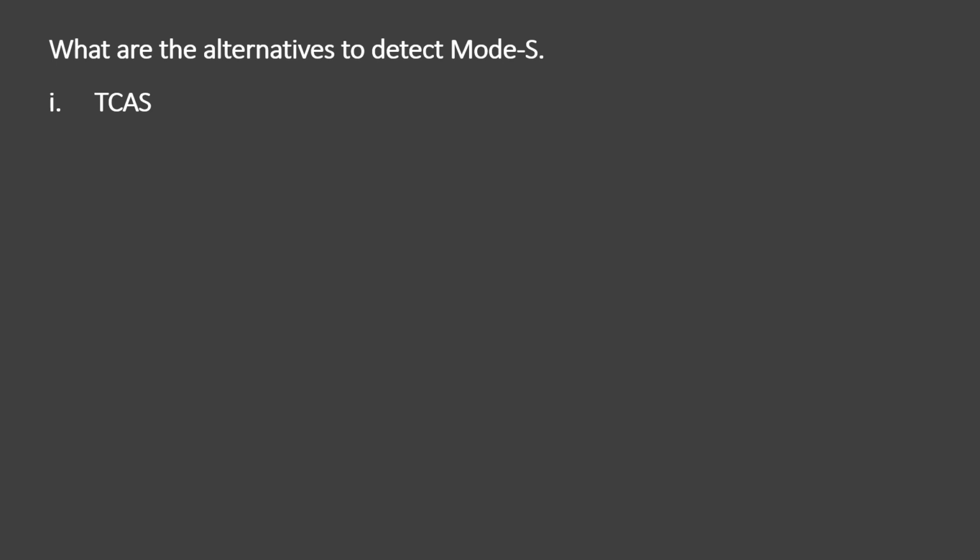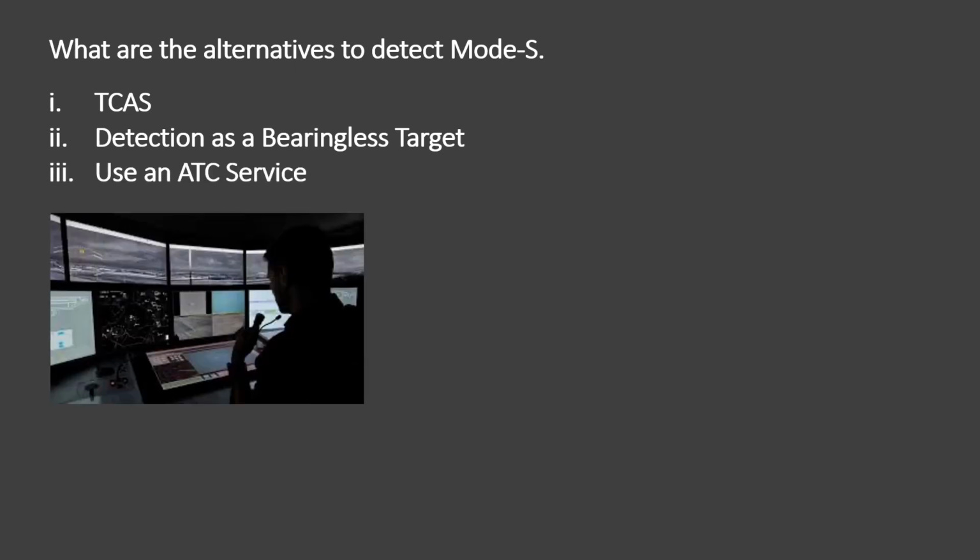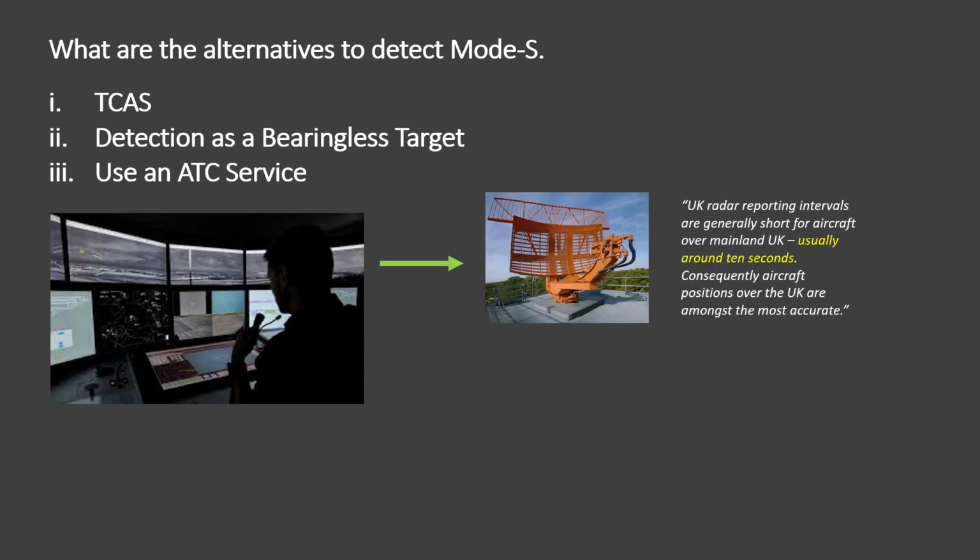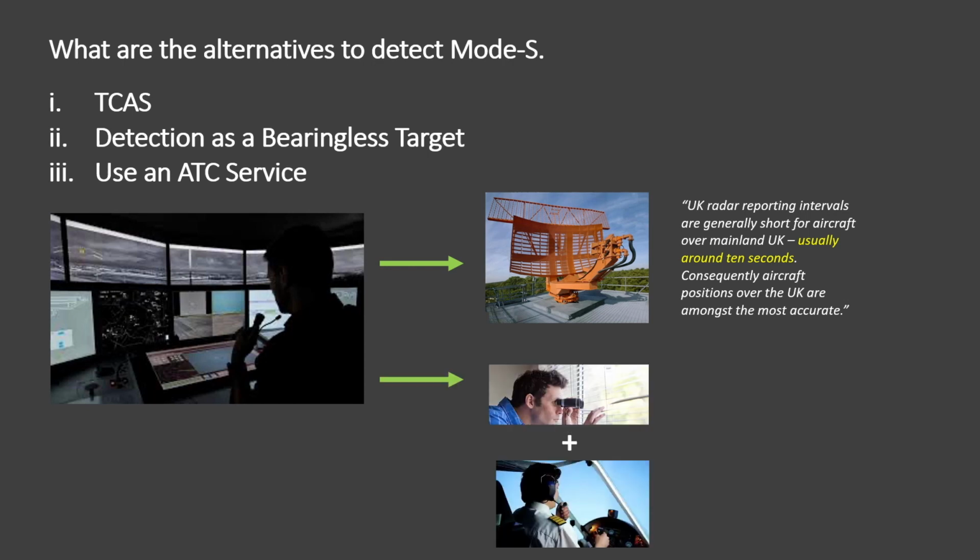Firstly, there is TCAS, which is both expensive and power hungry. Secondly, you could detect Mode S as a bearingless target using PilotAware or PowerFlarm. Thirdly, you can use a traditional ATC basic or radar service. If the air traffic controller is as well equipped as this chap, then it will have access to primary and secondary radar. However, if not, the controller will be limited to using binoculars and an airband radio for communications. This will result in a very high latency, low accuracy and very low refresh rate.